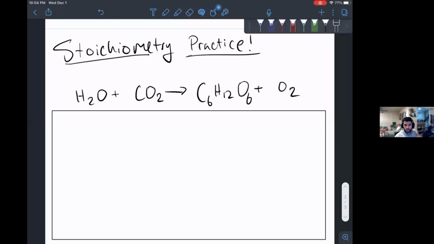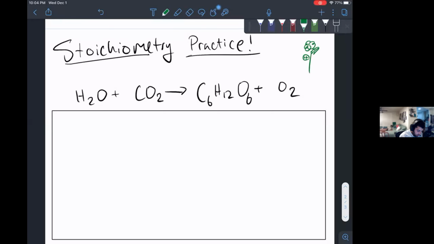All right. Hello, y'all. So tonight we're going to be doing some stoichiometry practice. And to do some practice, I've given us one of my favorite equations. It is the equation for photosynthesis. When you have your wonderful little plants with their little leaves, and I can't draw. When you have your wonderful little plants, they undergo photosynthesis.